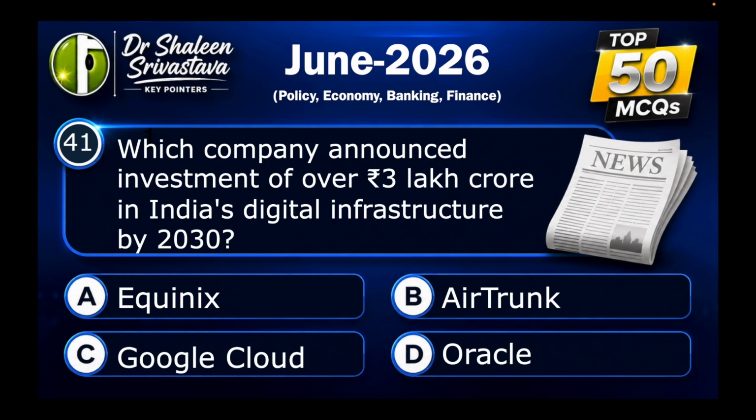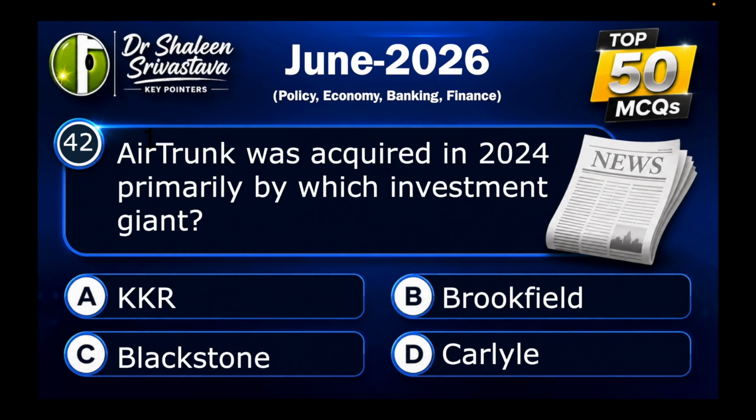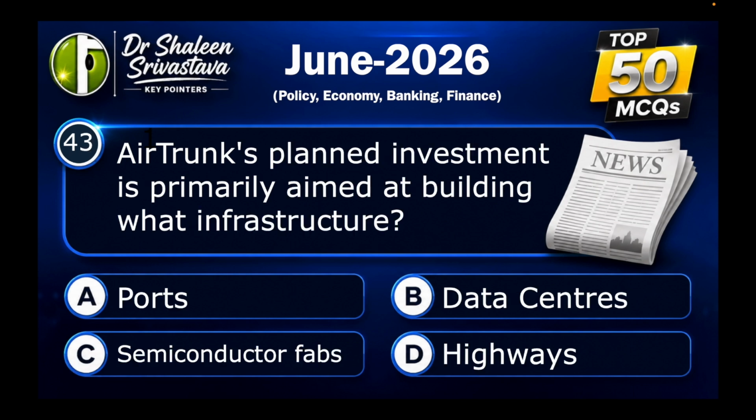Piyush Goyal. Which company announced investment of over 3 lakh crore in India's digital infrastructure by 2030? The correct answer is B. AirTrunk. AirTrunk was acquired in 2024 primarily by which investment giant? The correct answer is C. Blackstone. AirTrunk's planned investment is primarily aimed at building what infrastructure? The correct answer is B.